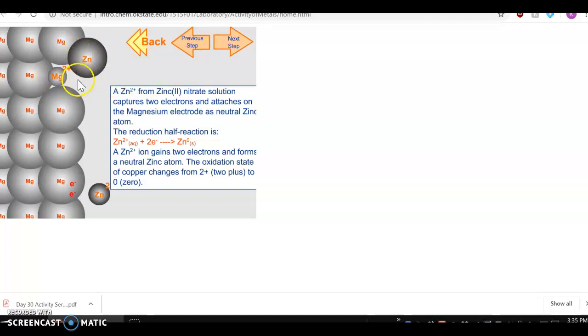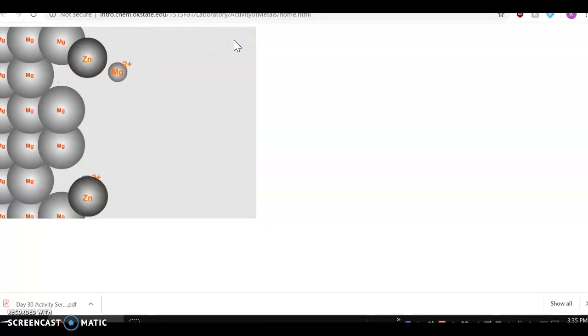That's why when you pull that stick out, you see that there's a new coating on it. That's the zinc solid being formed.